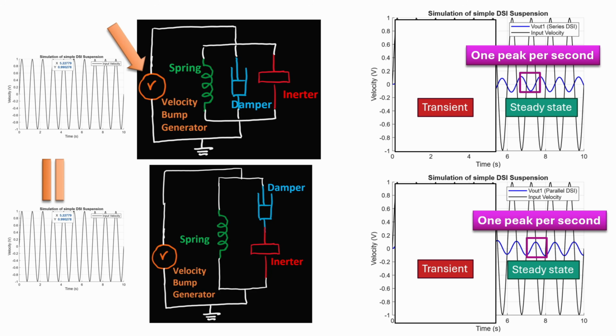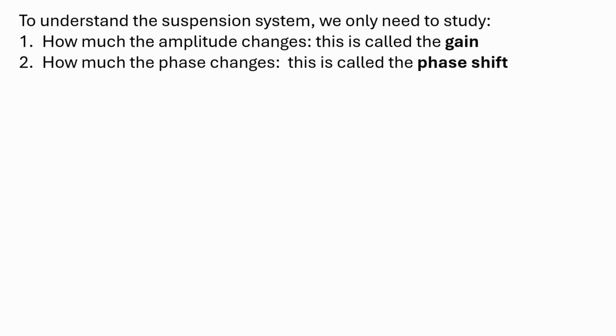This observation is at the heart of many techniques in engineering. If a system always produces output oscillations of the same frequency as the input, then to fully understand the system, we only need to study how much the amplitude changes, this is called the gain, and how much the phase changes, this is called the phase shift. How can we study this?